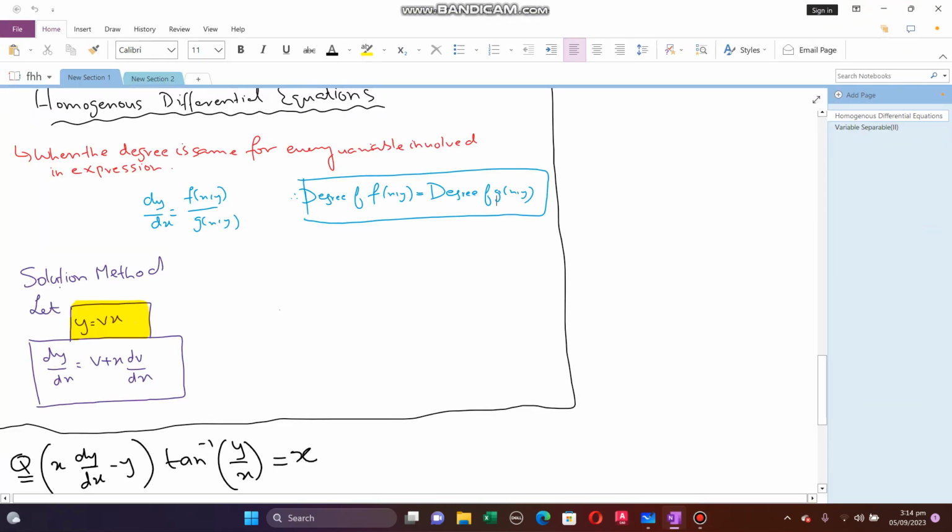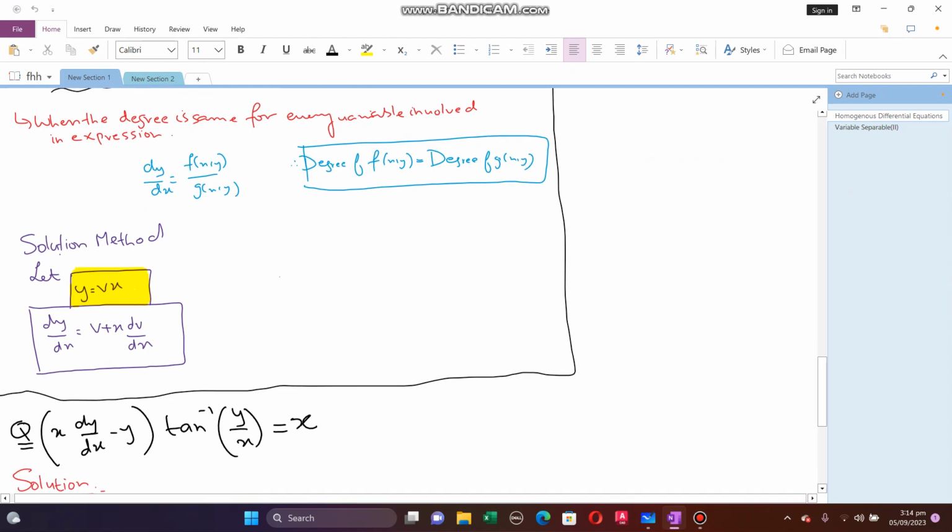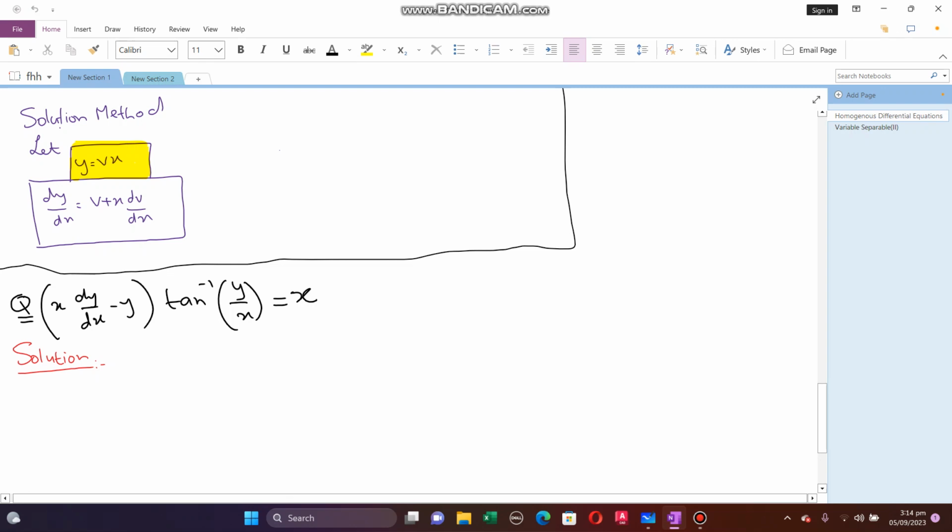Today is the second video regarding homogeneous differential equations. It is a type of differential equation which exists in a form of P by Q, in which the degree of the numerator is equal to the degree of the denominator. The method to solve a homogeneous differential equation is to let y equal vx and take a derivative. Ultimately, we reach a form that's pretty much similar to variable separable.